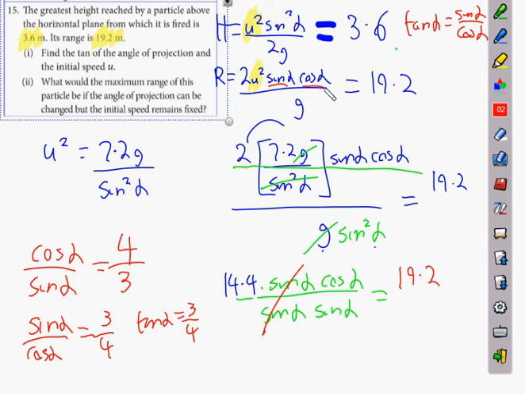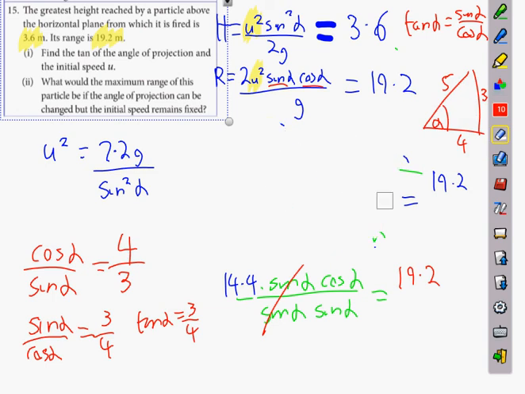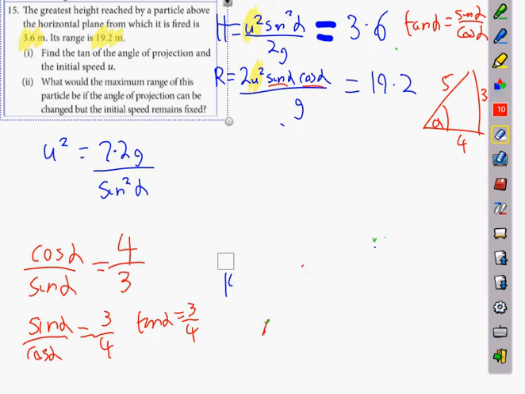So, tan alpha being 3 over 4 means that if I have an angle alpha, the opposite side is 3, the adjacent is 4, which makes the hypotenuse 5 using Pythagoras' theorem. Then I can write down what cos alpha and sine alpha are. So cos alpha is 4 over 5, sine alpha is 3 over 5, and then once I do that, I can use either formula I want.